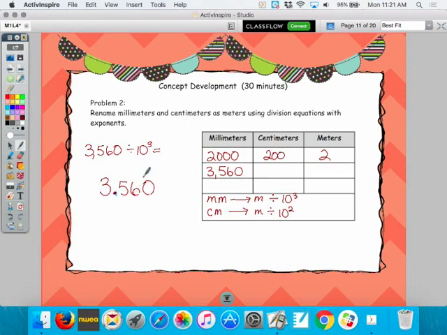3 and 560,000. You could say 3 and 560,000, and I would not count it wrong. What's another way to say that? I gave you a hint because I crossed something out. 56 tens. You're close. 56 what? Hundreds. So 3 and 56 hundredths.